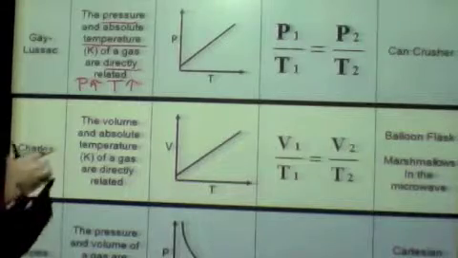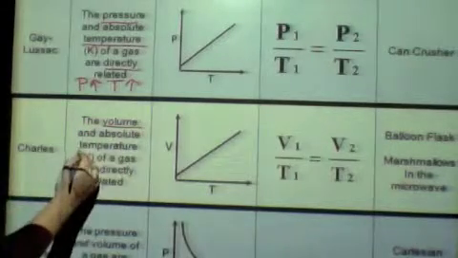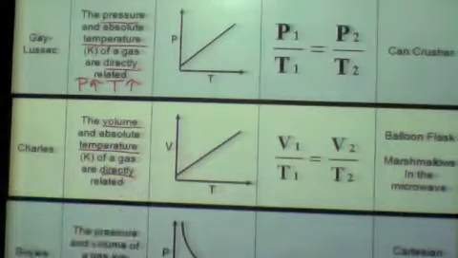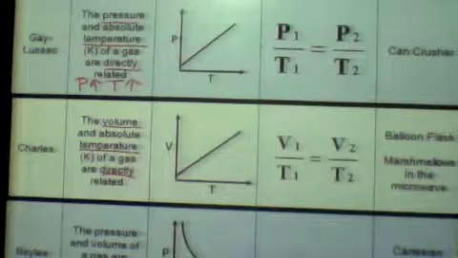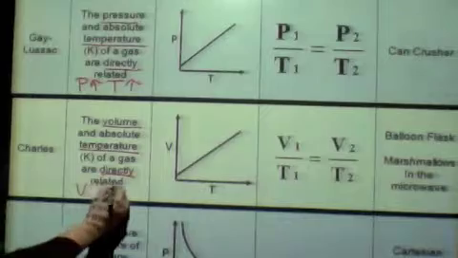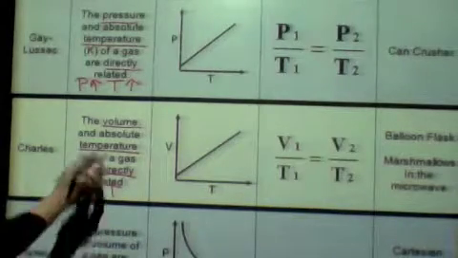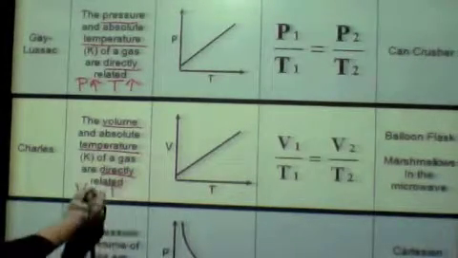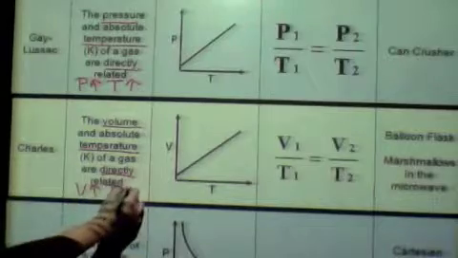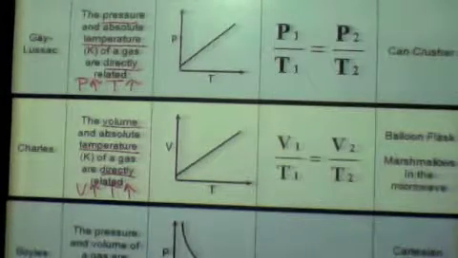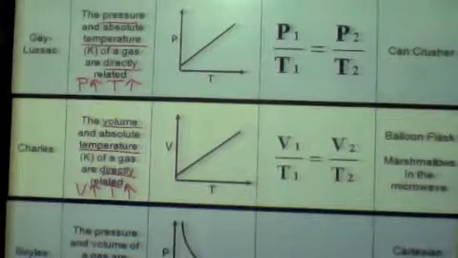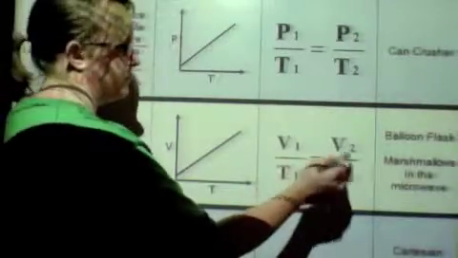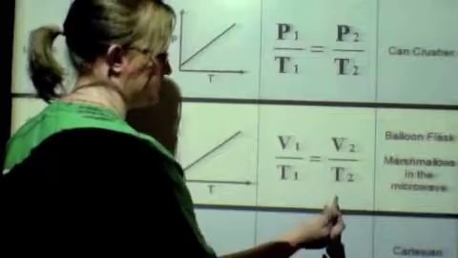Charles' law is volume and temperature are directly related. So this means pressure is going to be constant. We're not going to look at pressure this time. We're comparing volume and temperature. Volume and temperature are directly related, so if volume goes up, temperature goes up. Again, we get this graph that has a constant slope. So we get V1 over T1 equals V2 over T2.